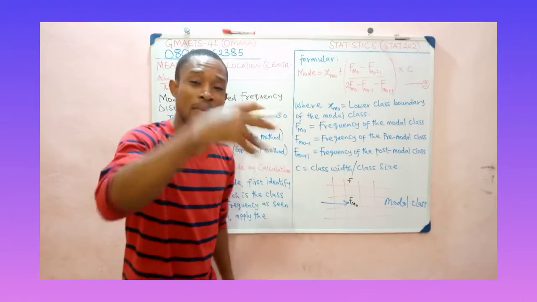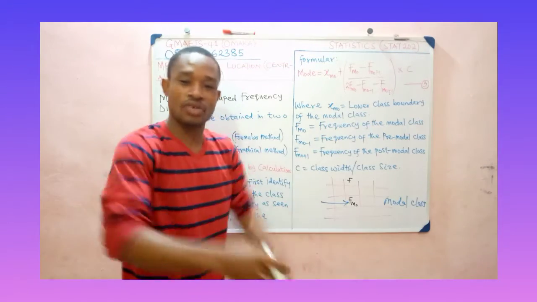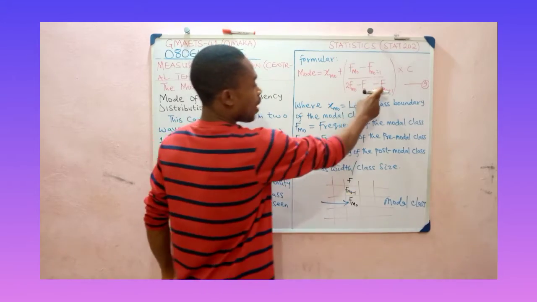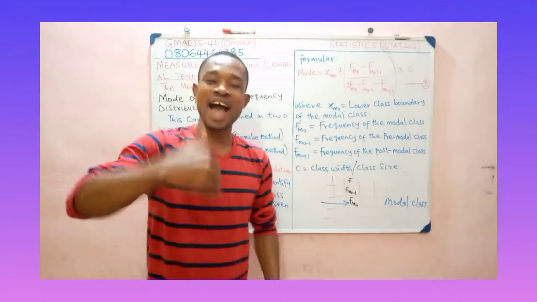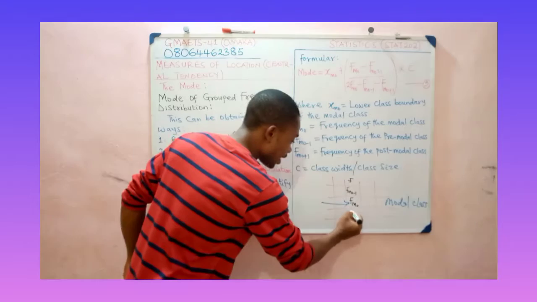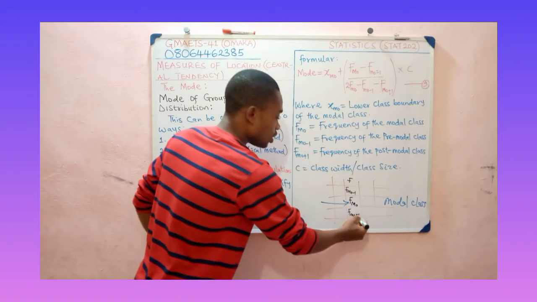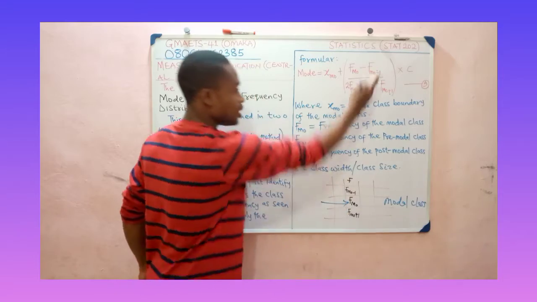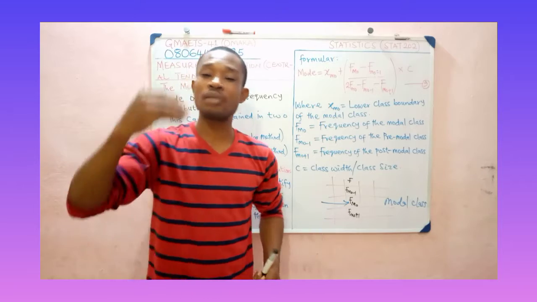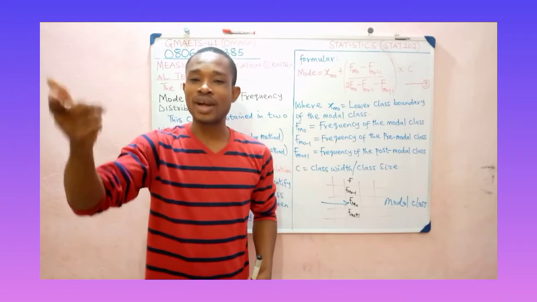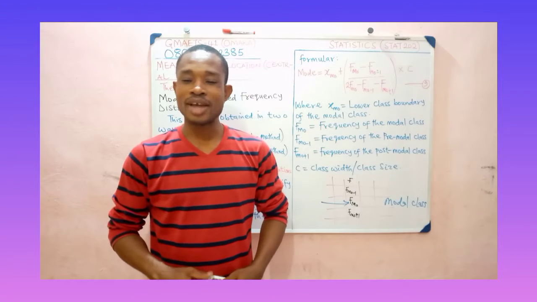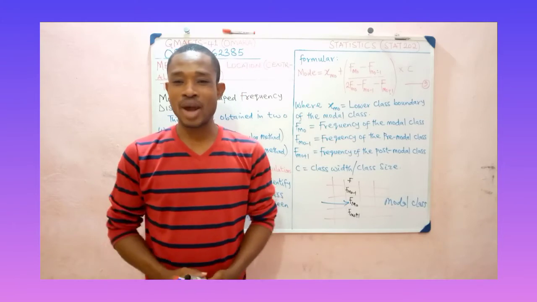Then this fmo before means the pre-modal frequency. That is the frequency before the modal class frequency, which happens to be this on top. So this is your fmo negative 1. Then your fmo plus 1 is the frequency after the modal class frequency, and we refer to it as the post-modal frequency. So that's going to be this one, fmo plus 1. So that's the meaning of those terms there. Our c is class width or class size. And of course, in order to get a class width, you can obtain it from either the class limit by doing upper class limit minus lower class limit, or you can obtain it from your class boundary by doing upper class boundary minus lower class boundary.